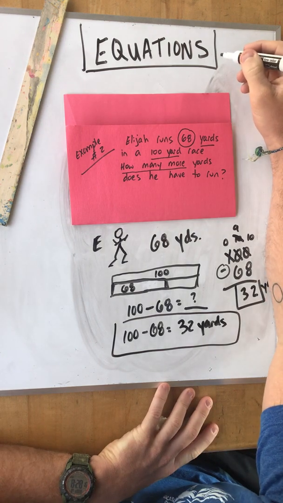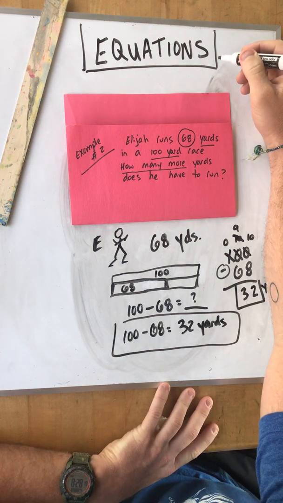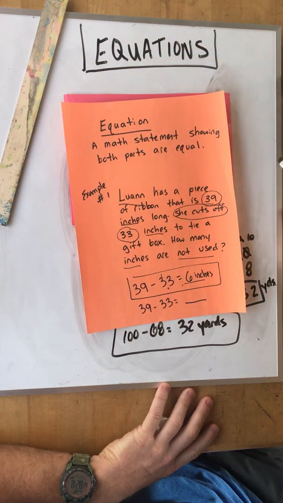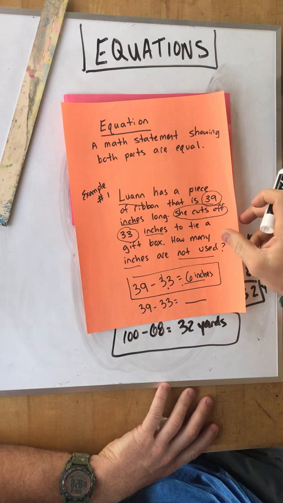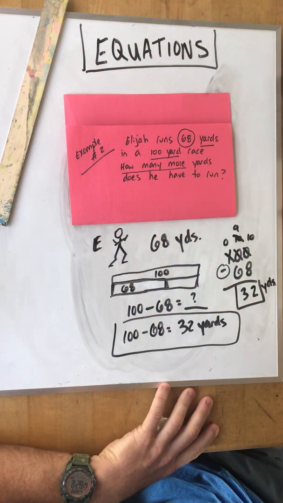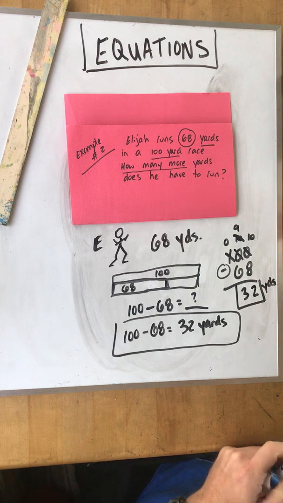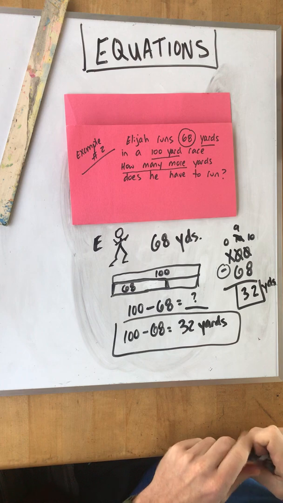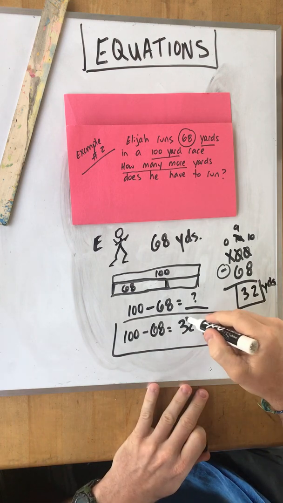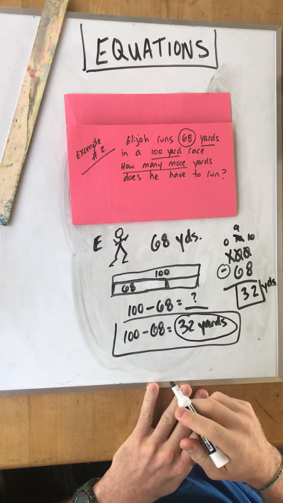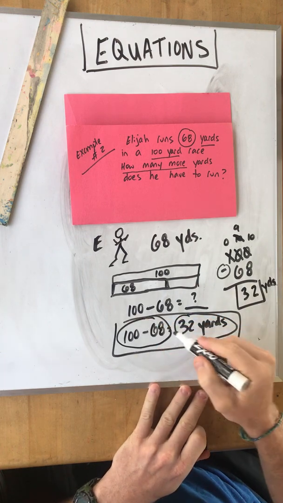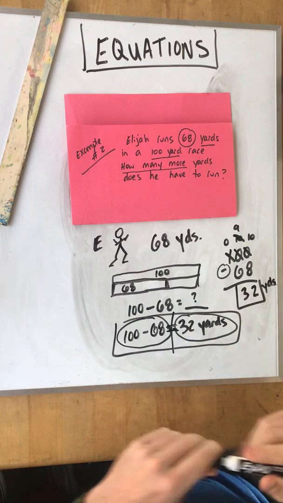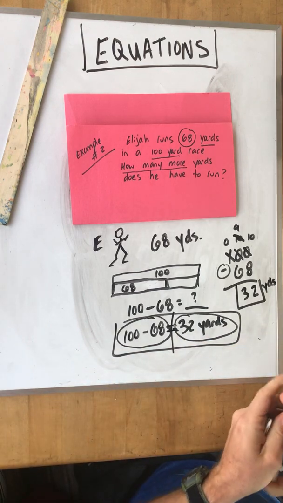Remember, that's what we're talking about: equations. An equation is a math statement showing that both parts are equal. There we go. And we got one more for you. A math statement showing that both parts are equal. This is one part of the equal sign. This is the other part of the equal sign. The equal sign kind of divides it right down the middle. Okay? You have to make sure one side is equal to the other side.